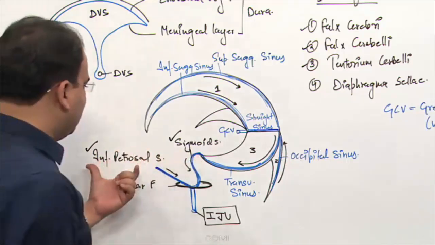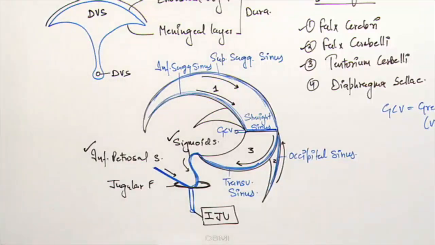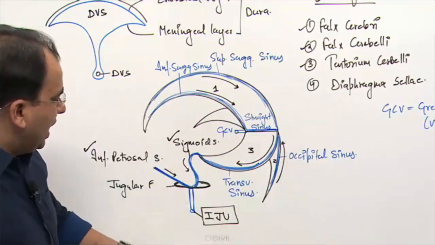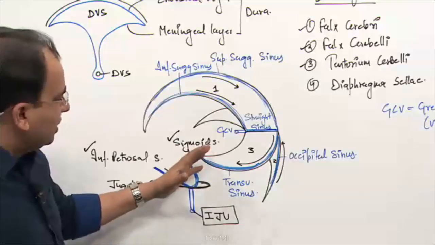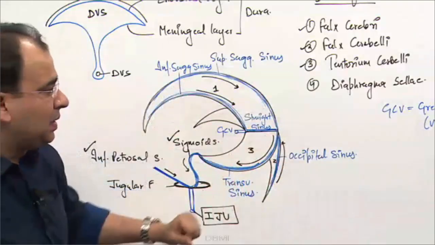Sigmoid sinus and inferior petrosal sinus are the formative tributaries of the internal jugular vein. This is the arrangement of the dural sinuses, mainly in the posterior cranial fossa. We have the transverse sinus, sigmoid sinus, occipital, straight. Most of them are present in the posterior cranial fossa.